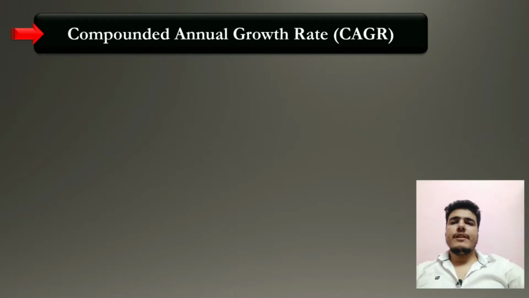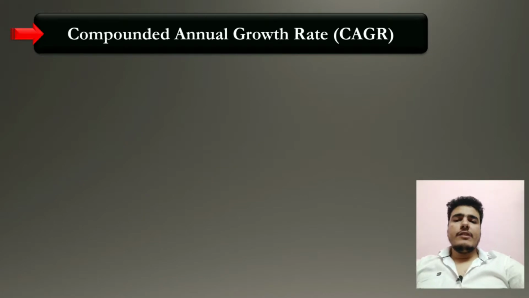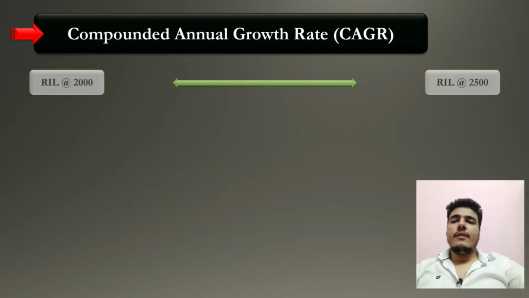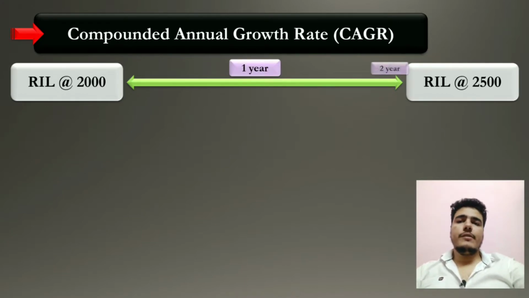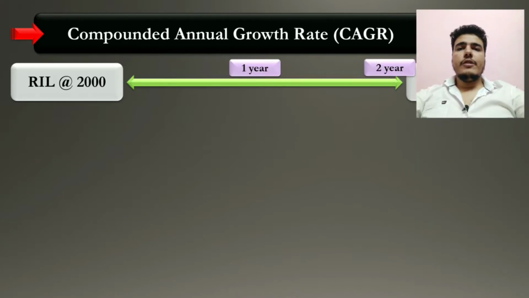Now let's try to understand the concept of CAGR, that is compounded annual growth rate. As we have discussed absolute return and average return and what their disadvantages are, now let's try to understand the concept of CAGR. So let's take the same example of Reliance shares. You have invested 2000 rupees 2 years back and the current value of Reliance shares is 2500, and the time span is 2 years, okay. Now what is the formula of CAGR?